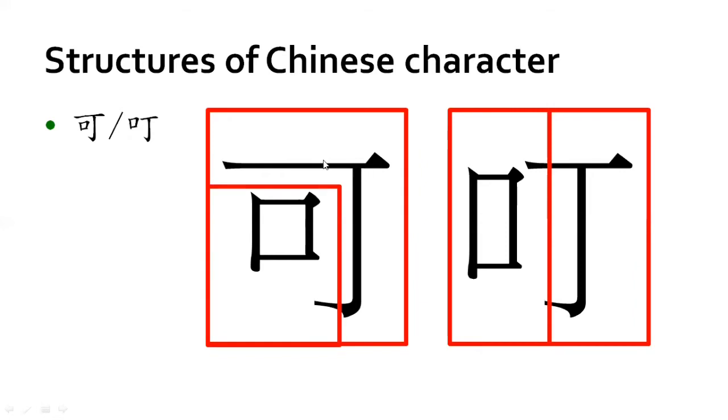This character is enclosed structure on two sides. It's pronounced ke. And this other character is left-right structure, and this is pronounced ding. So if you write it with the wrong structure, it will be a different character, and of course different meanings and different pronunciations. So now, don't you think the structure of Chinese characters is important?